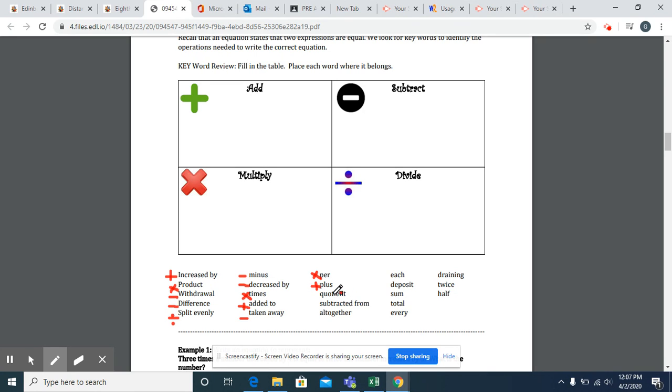Quotient, you will see this one quite often. Sometimes we tend to forget, but yes, it means to divide. Subtracted from, of course, subtract. Altogether, that means we're going to add. Each, multiply. Deposit, anytime we're going to deposit, we're talking about money or any sort of item, we're going to add.